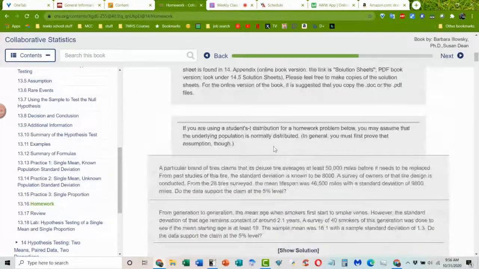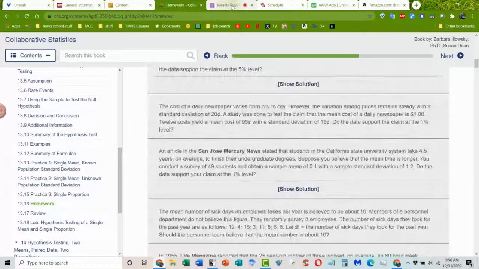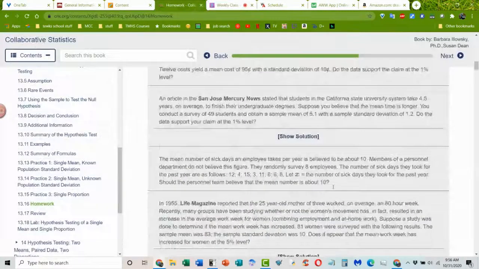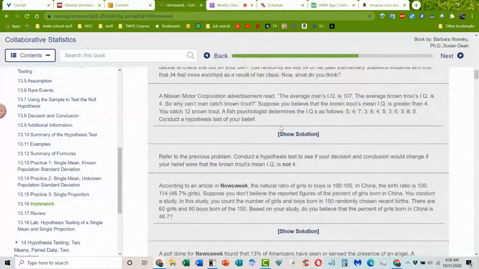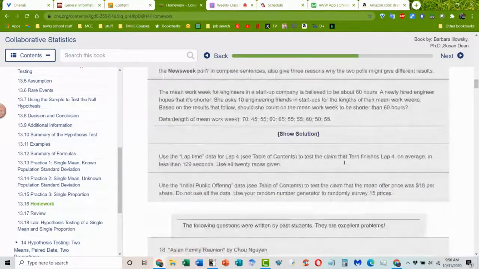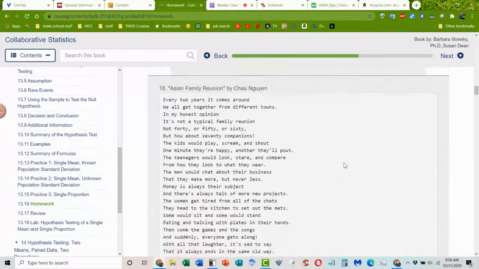Type one and type two. Yeah, practice another, exactly. So if you want to try some other ones that aren't showing up, these are different problems. This doesn't have all the solutions, but it has the things that we care about. It has the decision. What are you going to do, reject or not reject? So you can go through the rest. It doesn't tell you what the null and alternatives are, but we can figure that out as we go along. And so there's a bunch on here. Those are kind of useful.